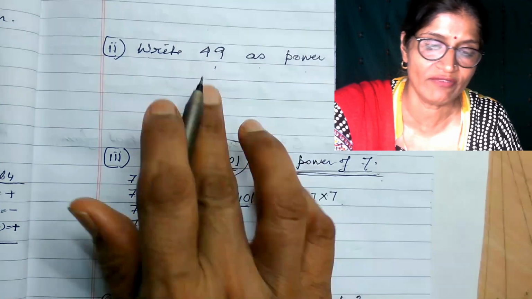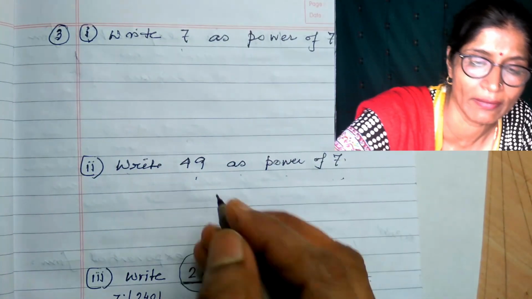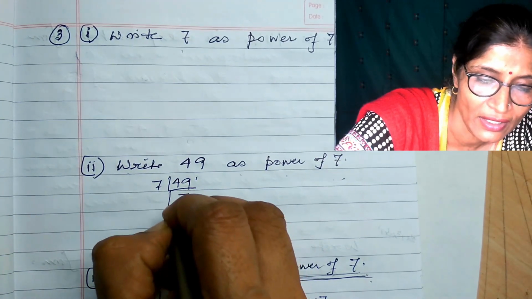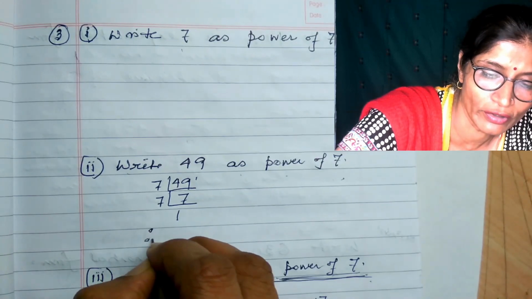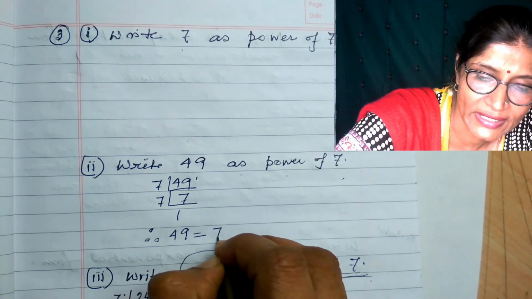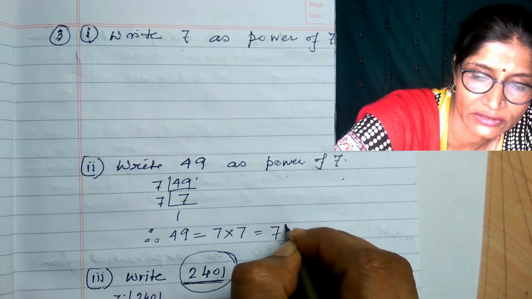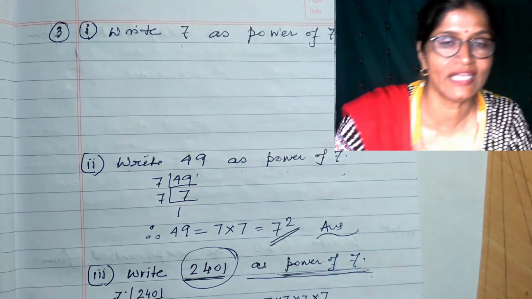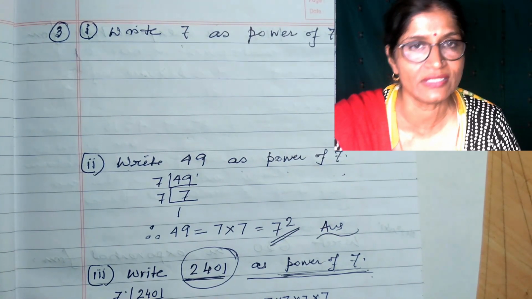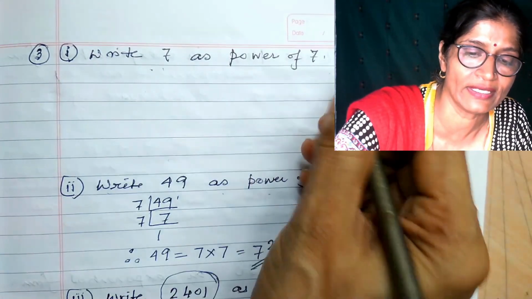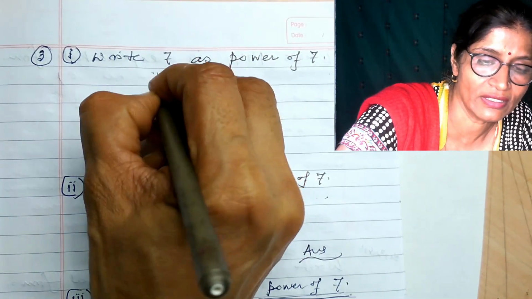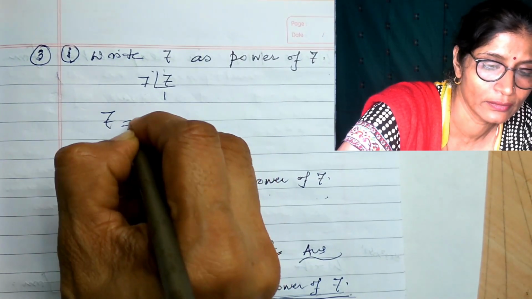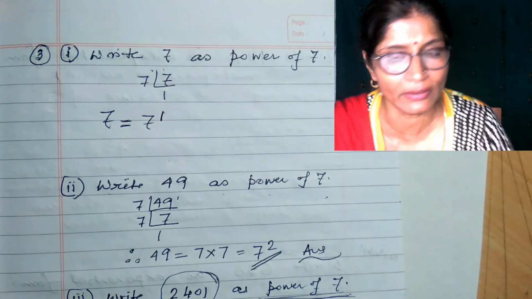4. In the same way, 49, suppose I have to write as the power of 7. Then what I will do? 49, factorize it, 7 7s are 49, and 7 1s are 7. So therefore 49 is equal to what? 7 into 7, and that is equal to 7 to the power 2. That is 7 square. So 49 as the power of 7 is what? 7 square. Okay. Now only 7 as the power of 7. So very easy. 7 only it will go one time. So 7 is equal to 7 to the power 1.